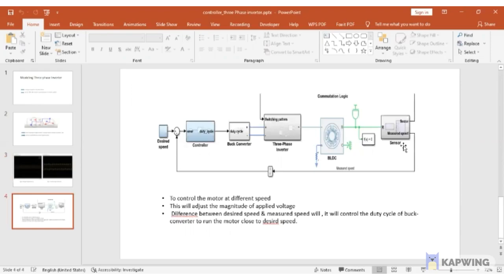In our project, we need to control the motor at different speeds. For that, we need to build a PID controller that will adjust the magnitude of the applied voltage. Based on the difference between desired and measured speed, the controller will adjust the duty cycle of the buck converter, which brings the motor close to the desired value.